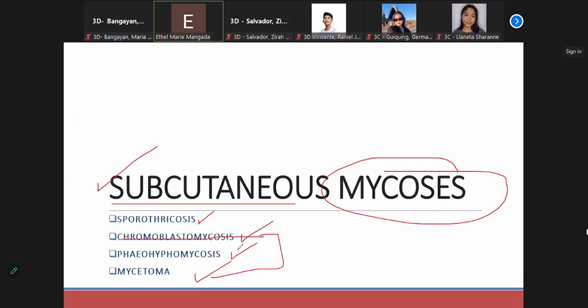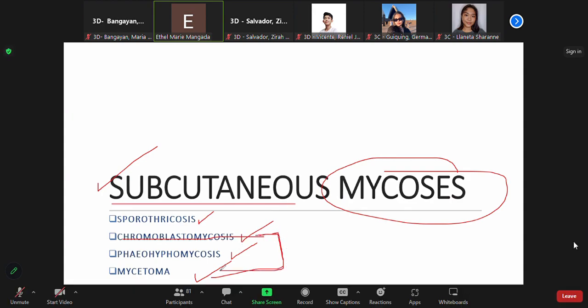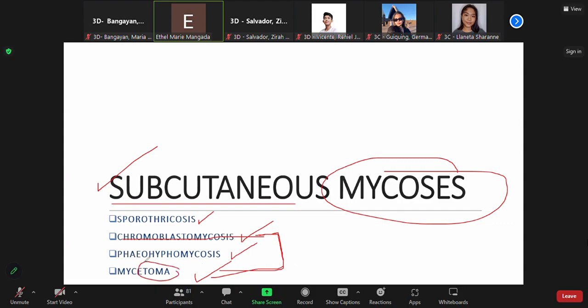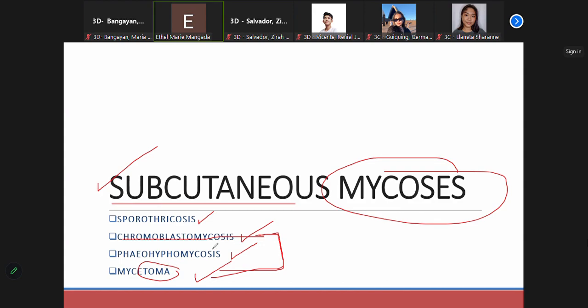tinea nigra, which is your Hortaea werneckii, and that of your black piedra, or Piedraia hortae. They are dematiaceous fungi, except for some. For example, in mycetoma, there are hyaline fungi. But most of them are dematiaceous.